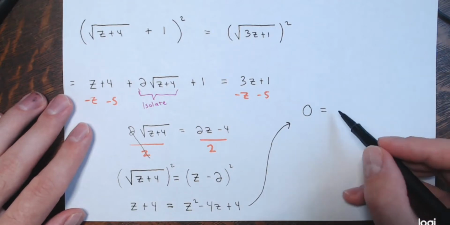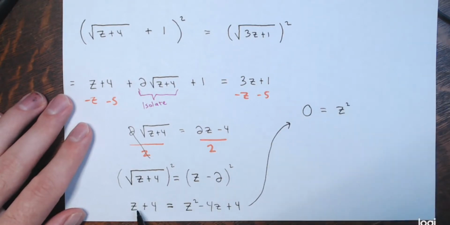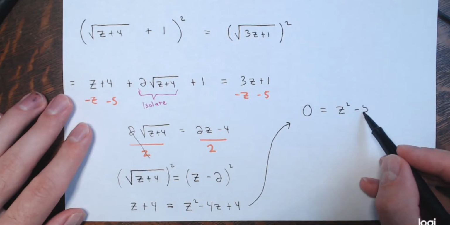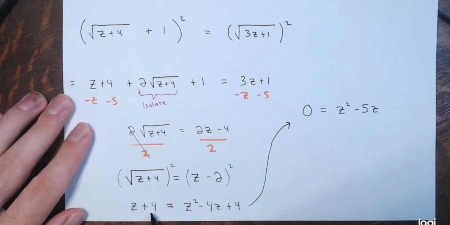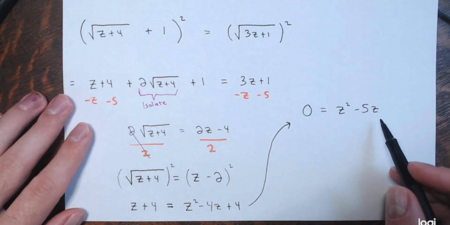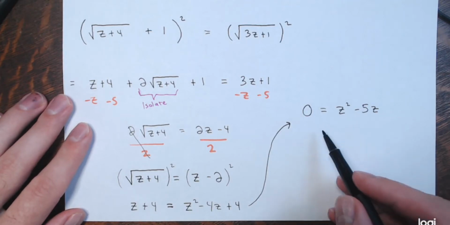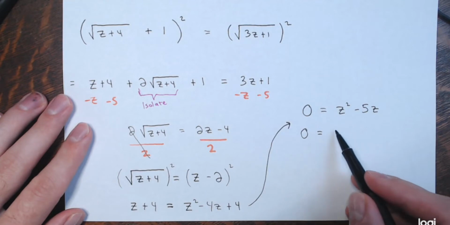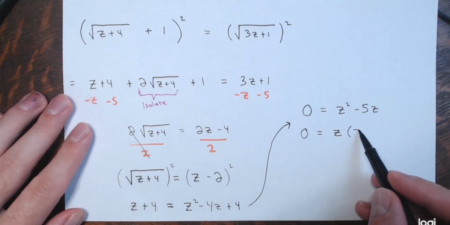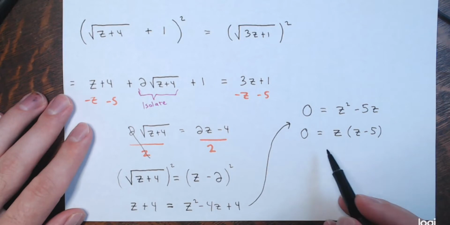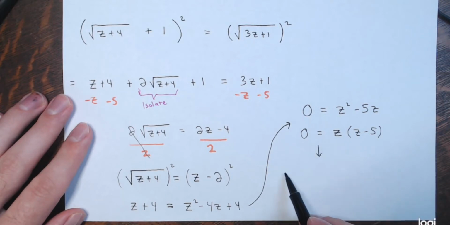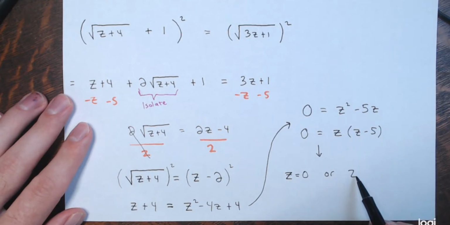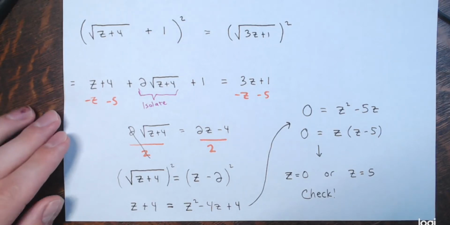We'd have 0 equals z squared, and then subtracting z would give me minus 5z here, and then subtracting 4 would give me nothing else. No constant term. And this is very easy to factor. We just pull a z out. This is z times z minus 5. So the only possible solutions are z equals 0 or z equals positive 5. But please don't forget to check back in the original equation.